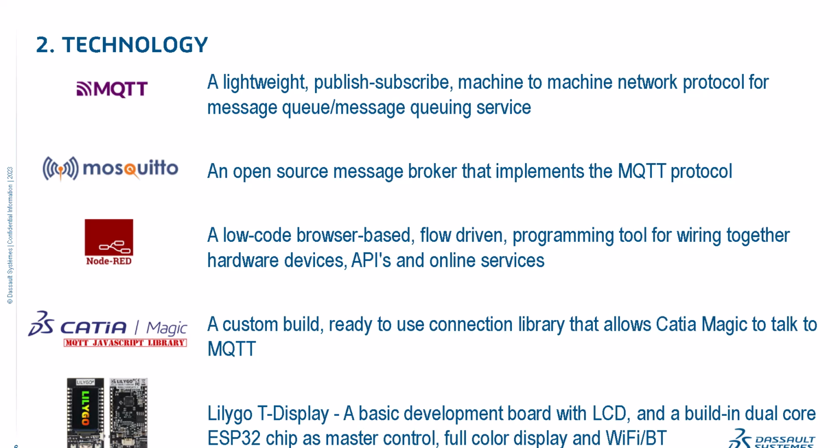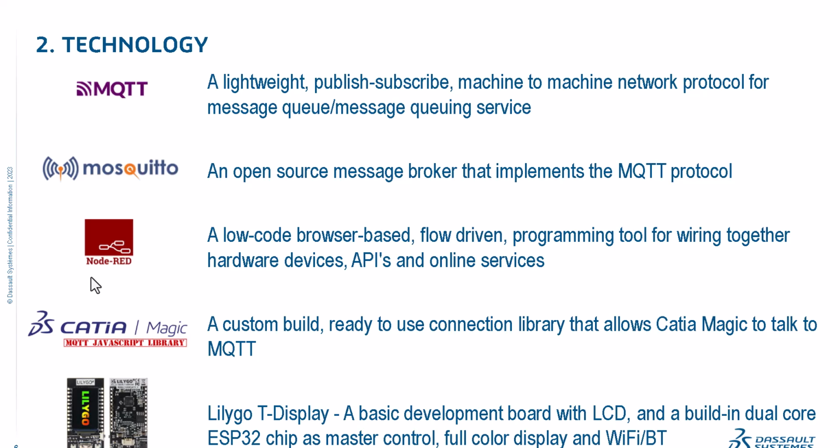From the technology perspective, we are leveraging the MQTT protocol, which is a lightweight publish-subscribe machine-to-machine network protocol for message queuing service. And this protocol is implemented in the Catia Magic library. So you connect, then subscribe to receive the data, publish to send the data, and disconnect if you want to disconnect. Then we are using the open source Mosquitto server. You can use it for your network and your private server, or you can use a public server, as you saw in the demo, for the communication.